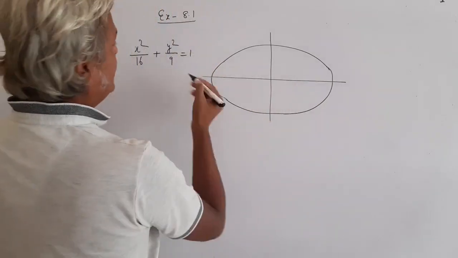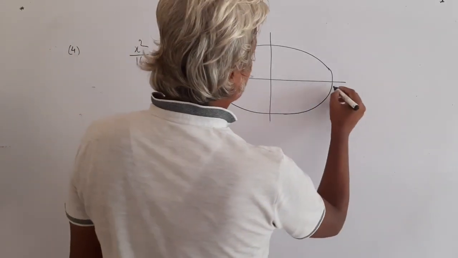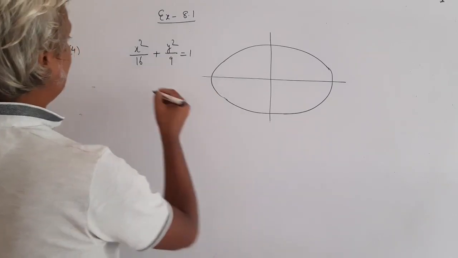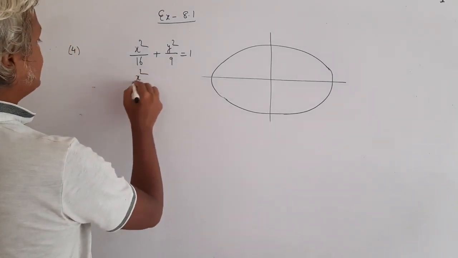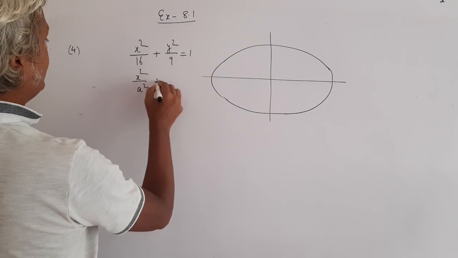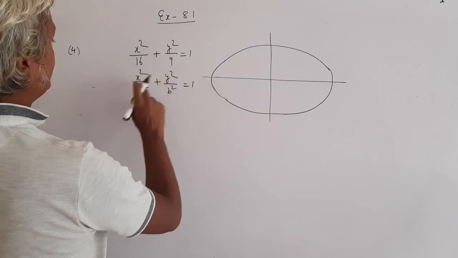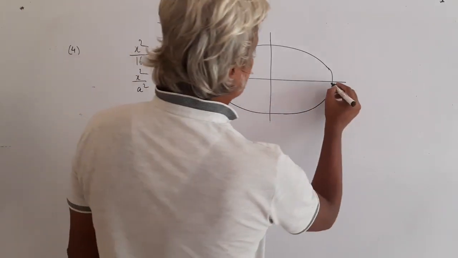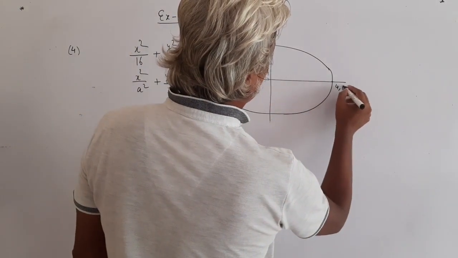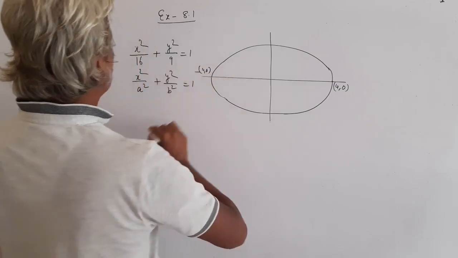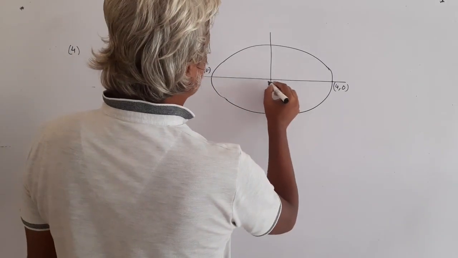So you know that this is 16, because the standard form of an ellipse is x square over a square plus y square over b square is 1. So a square is 4 square. So this coordinate is 4 comma 0. This is minus 4 comma 0. And this is the origin.